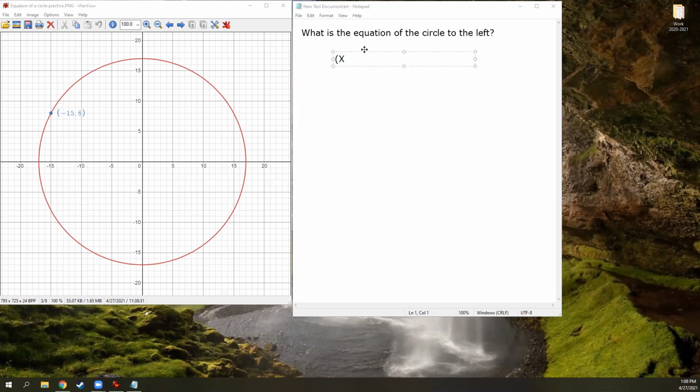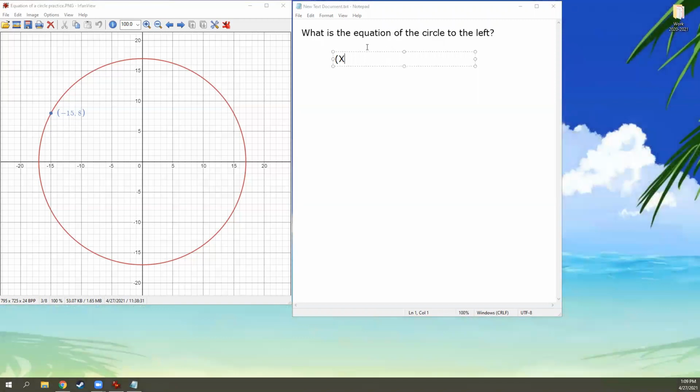We know that the center is at 0. They didn't say so, I said so, but the center is at 0. So x squared plus y squared equals, but now we have a problem. We don't know r. We don't know our radius. There are two ways we can solve this. They gave us a point on the circle, (-15, 8).